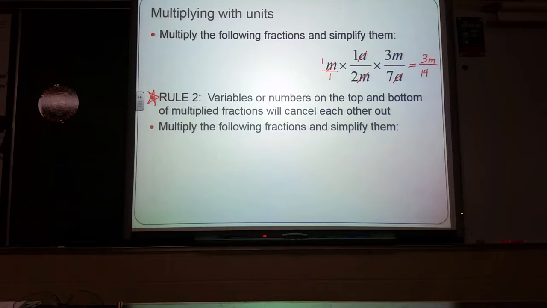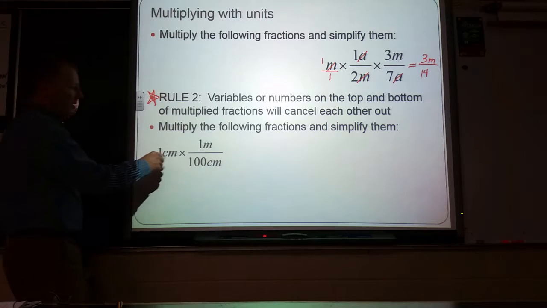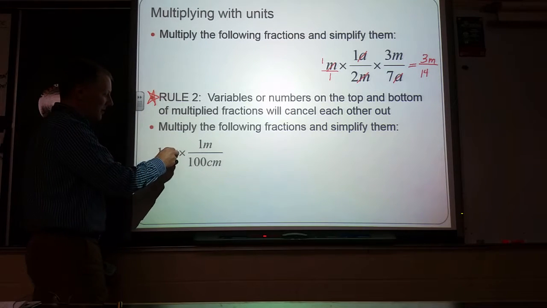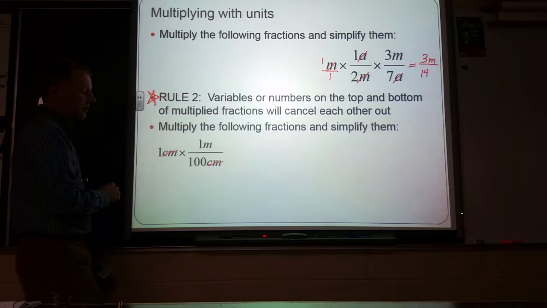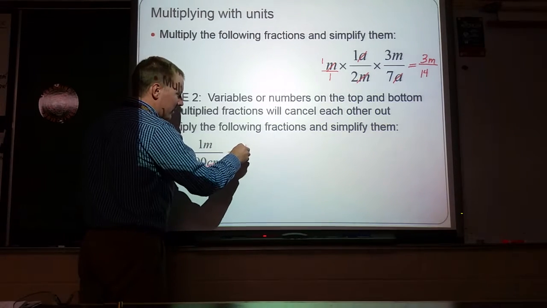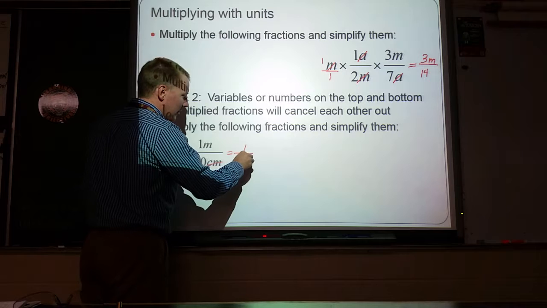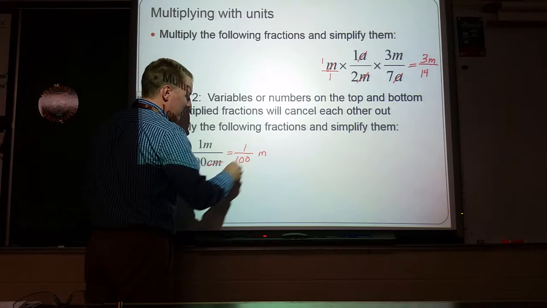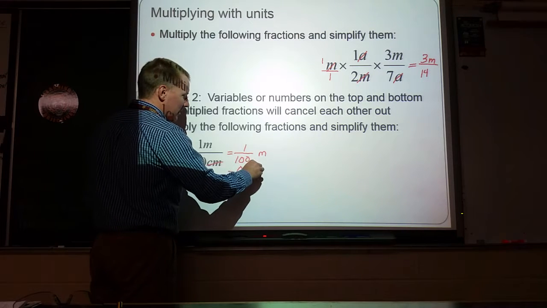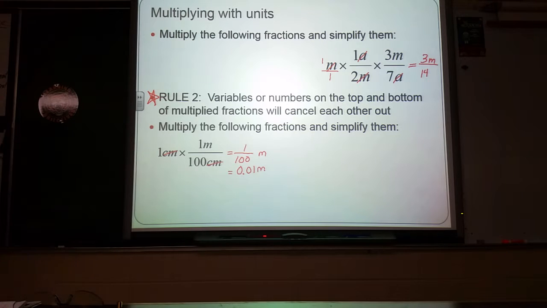Okay, so let's multiply some of these and simplify them. What can we cross out on these two? The CM. Now it's important, we couldn't cross out just the M with these, because now we're talking about units. So the CM is centimeters, and centimeters we can cross out, meaning that we would get 1 times 1 meter over 100. So it'd be 1 over 100 meter, or since we'll want to start dividing them out, 0.01 meter.